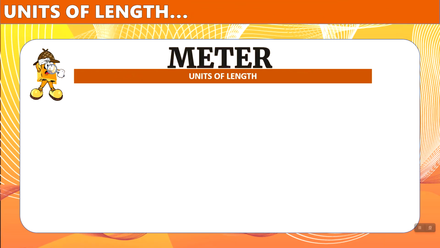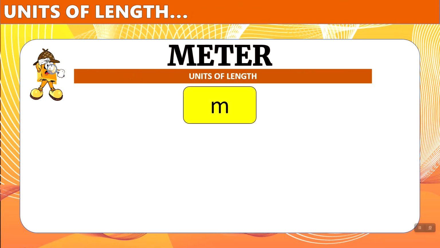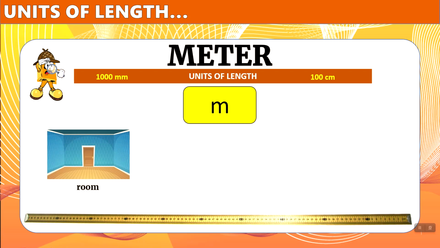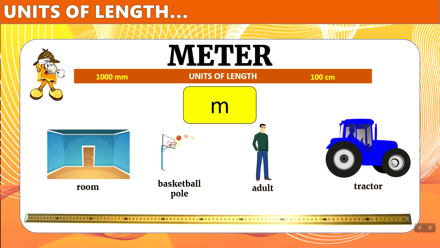And so let's look at the meter. Abbreviation m, 10 decimeters gives us a meter. And here's the meter ruler that you may have seen in your classrooms at one point. The distance from one end to the other, that is a meter. It also is 1,000 millimeters, and it is 100 centimeters. And we use the meter to measure things that are a little bigger than the previous items, like a room, or the height of a basketball pole, or an adult, or a tractor, or a vehicle. These larger things we use meters to measure.